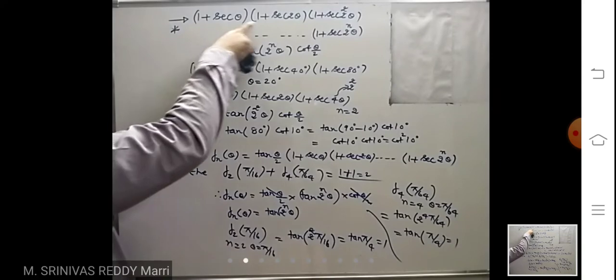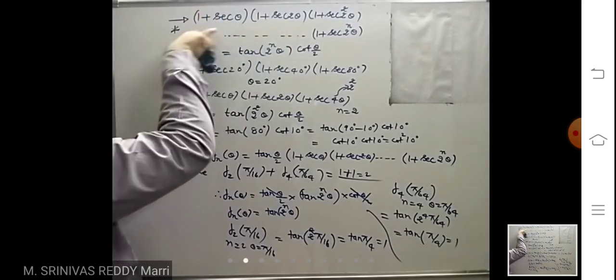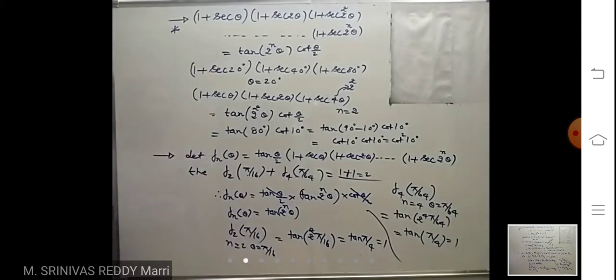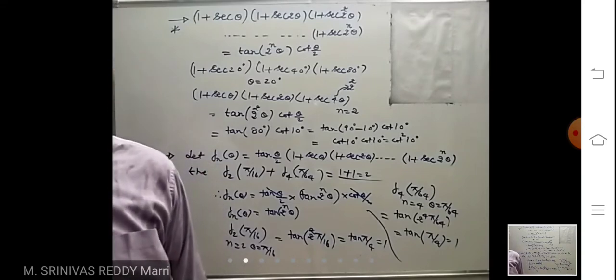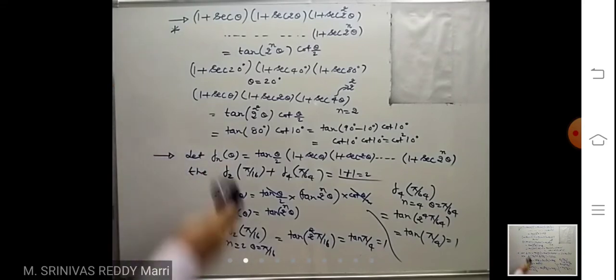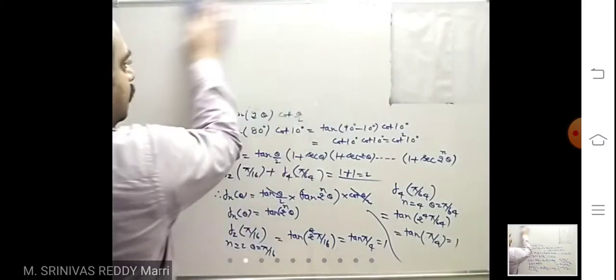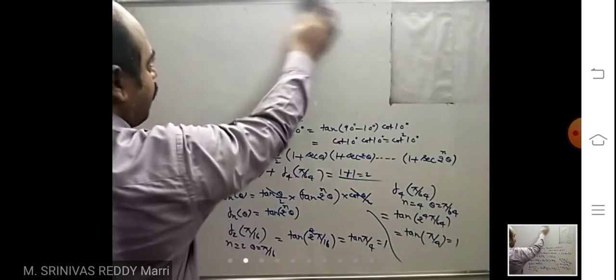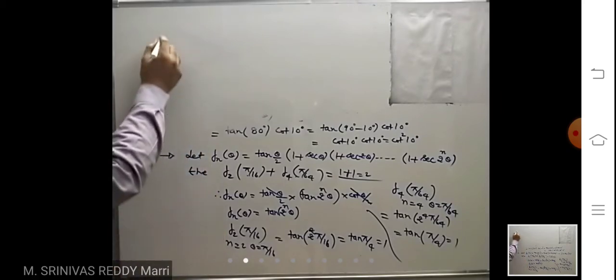You can prove this, take it as an assignment. 1 by cos theta, if you take the LCM, is 1 plus cos theta divided by cos theta. In every case, write 1 plus cos A equal to 2 cos square A by 2. Then you will get the rule easily. Next.